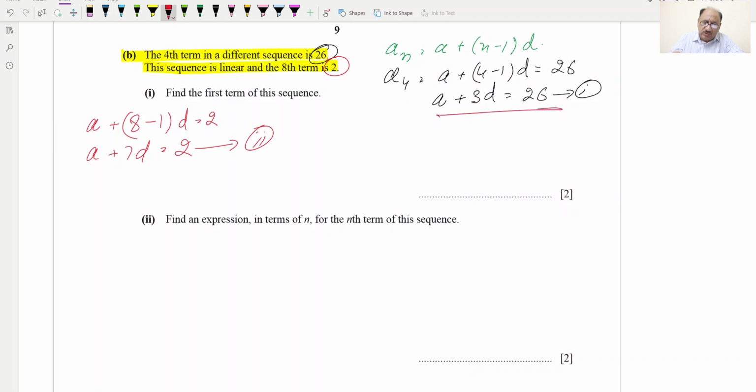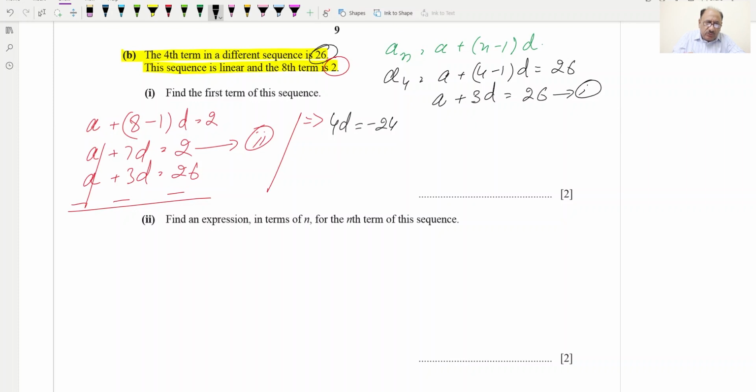So these two equations we will simultaneously solve. I'm copying this equation over here. So it will be A plus 3D is equal to 26, and we can subtract, change sign, and this will be cancelled. This implies 7 minus 3 will be 4D. 4D is equal to minus 24. So D will be equal to minus 24 over 4, which is equal to minus 6. So D value is equal to minus 6.